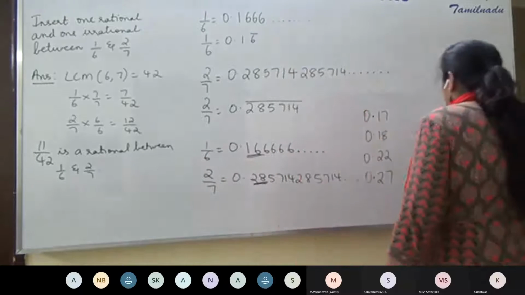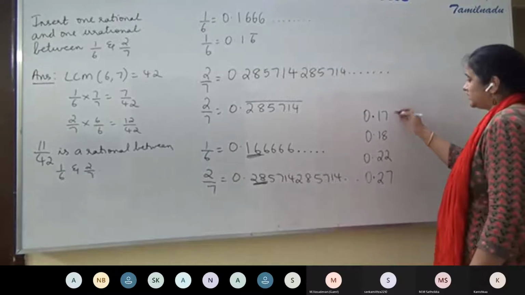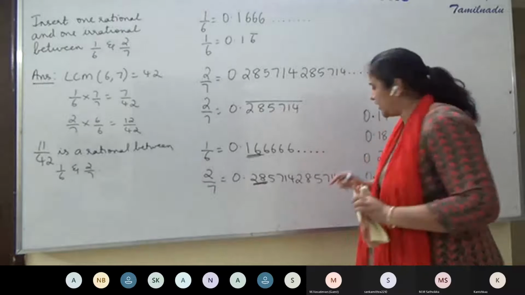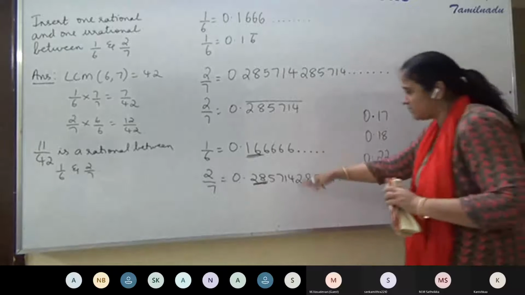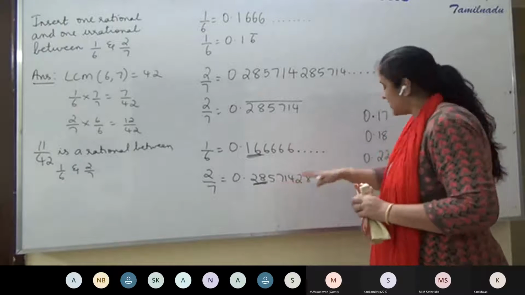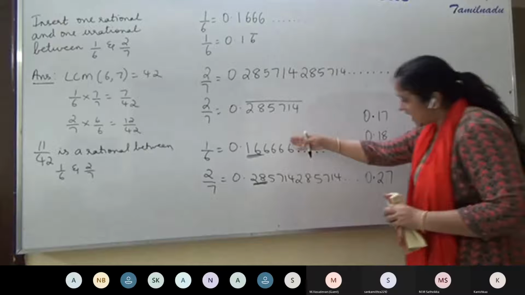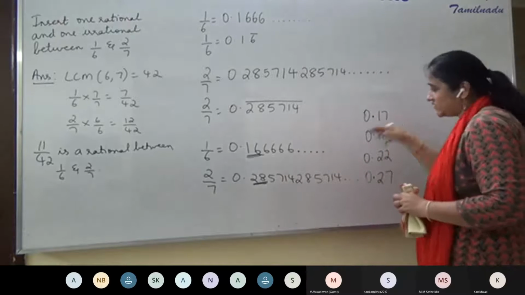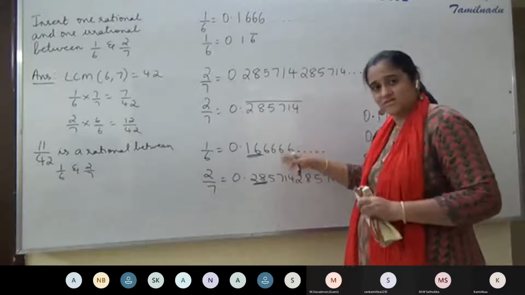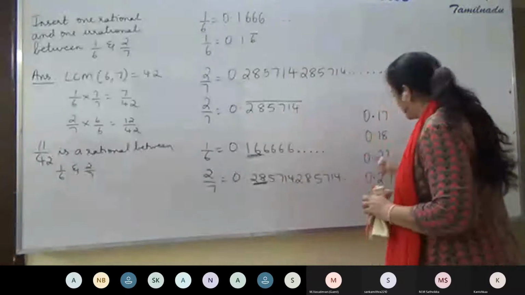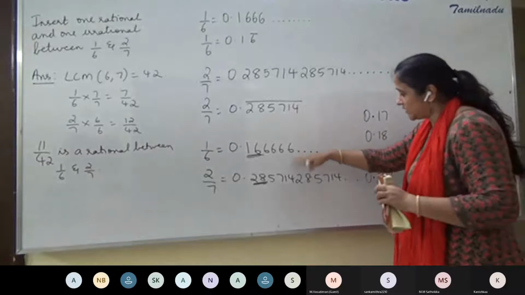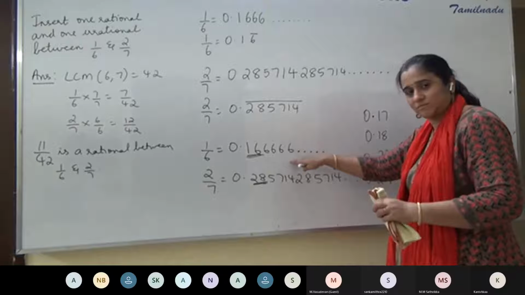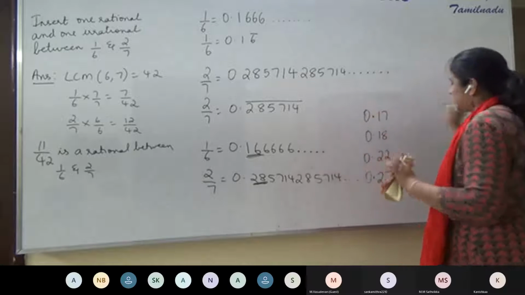Now you can start like this and make it an irrational number, a non-terminating, non-repeating decimal. So say I make it 0.17. See, I'm now between these two. Whatever I add here, I'm safe. I am between these two numbers, because 0.17 is after this and before this. At 0.18 also I am in the range. 0.22 I am between them. 0.27 I am between them. So now you can finish it with anything.